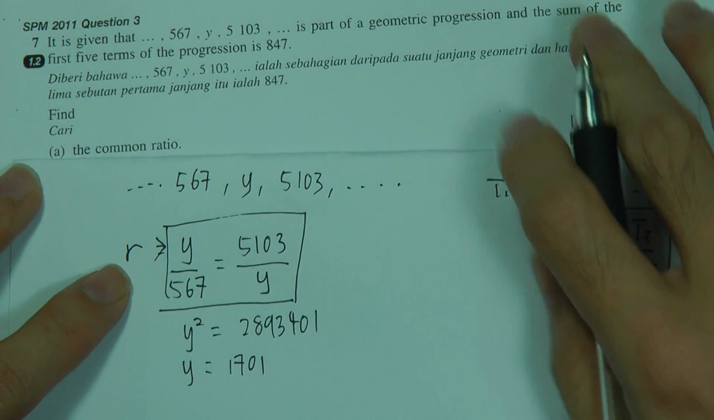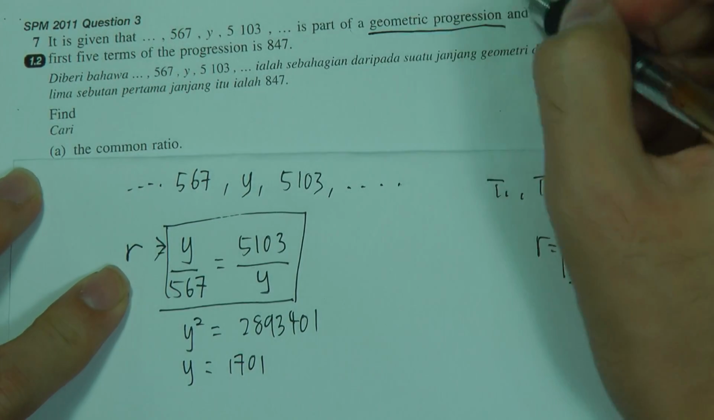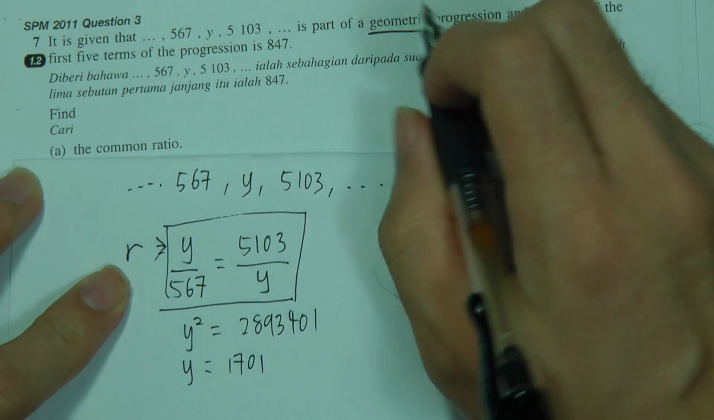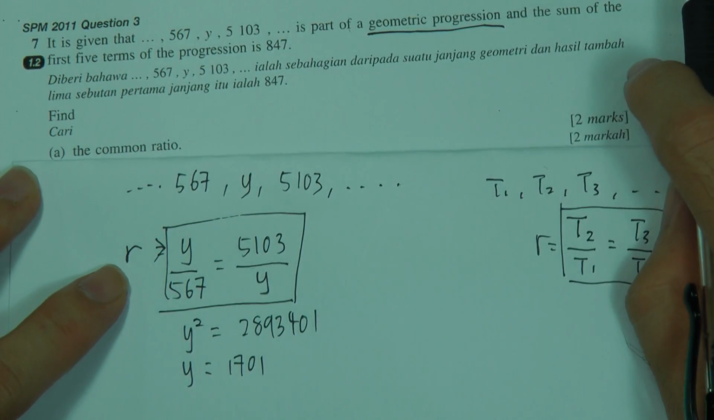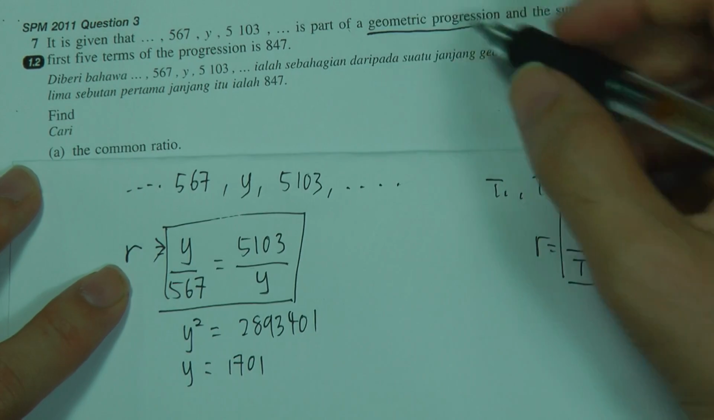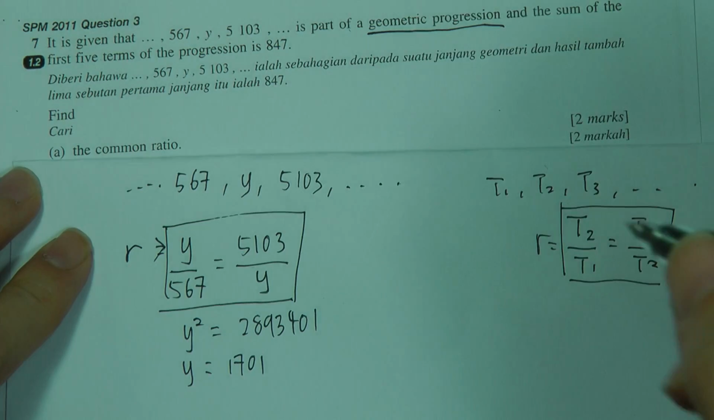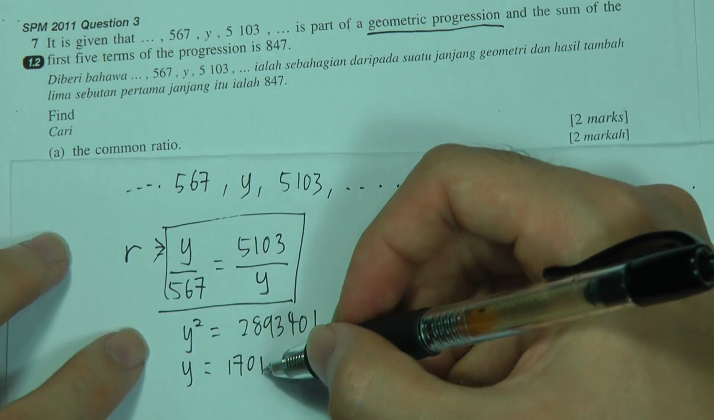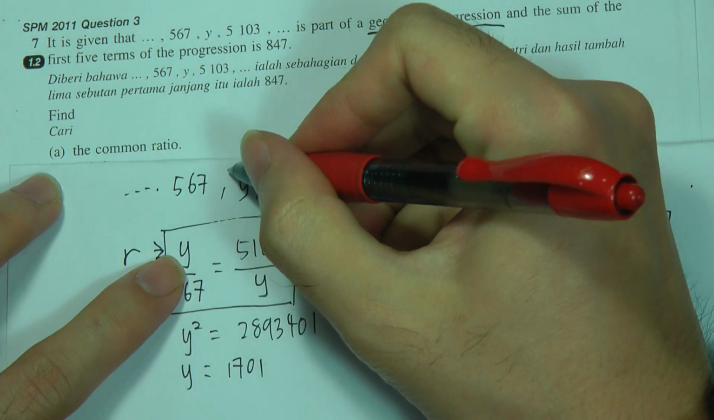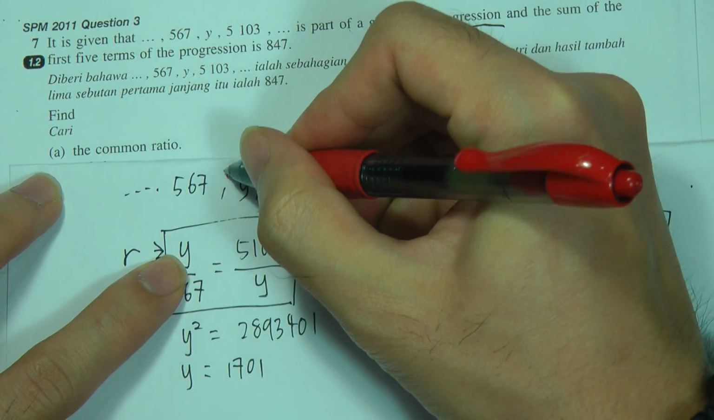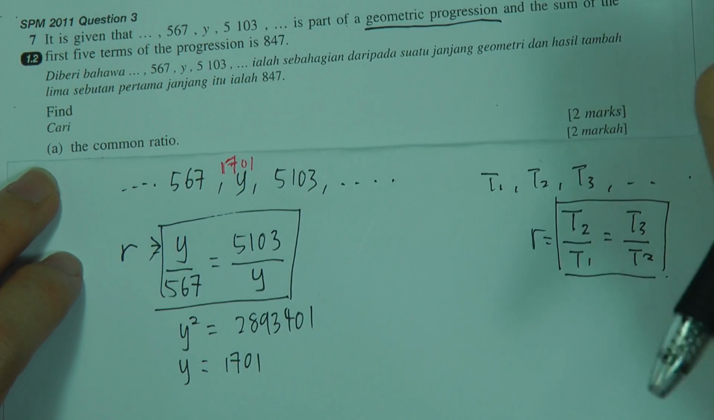Oh yeah, actually here he tells you this is a geometric progression. If the question never tells you this is a geometric progression, maybe you can get the hint from the common ratio or common difference. Anyway, now we have y equal to 1701. After we get y, it will be very easy for us to find the ratio.